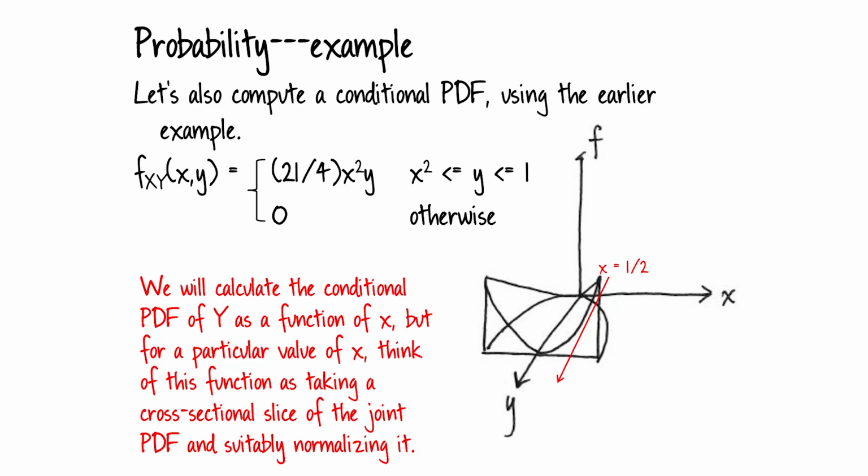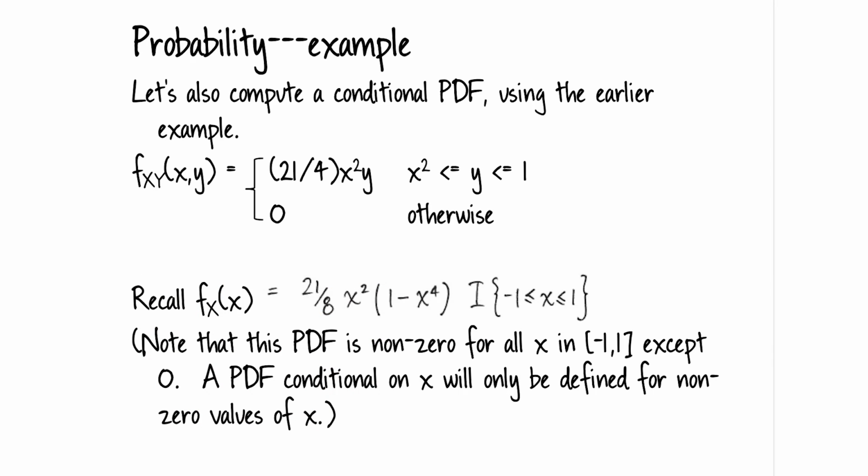And so I think I already said this. We're just going to take the slice and then suitably normalize it so it is a valid PDF on its own. Okay? So recall that the marginal, we calculated the marginal PDF of x, and we'll need this in just a second to calculate this conditional PDF.